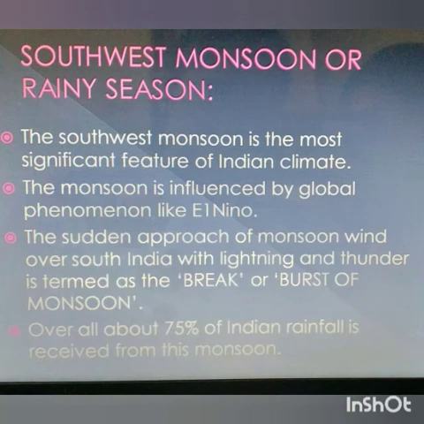We see about the southwest monsoon or rainy season. The southwest monsoon is the most significant feature of Indian climate. The monsoon is influenced by global phenomena like El Nino. The sudden approach of monsoon wind over South India with lightning and thunder is termed the break or the burst of monsoon. Overall, about 75% of Indian rainfall is received from this monsoon.